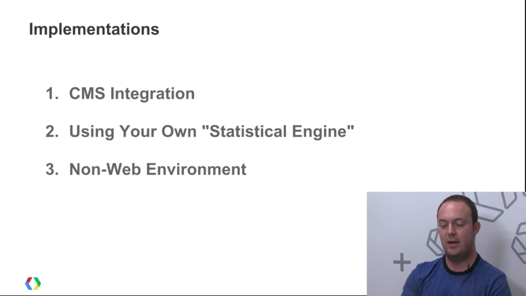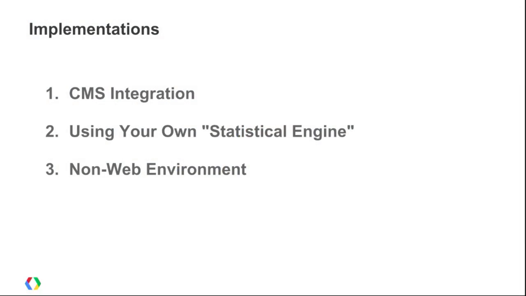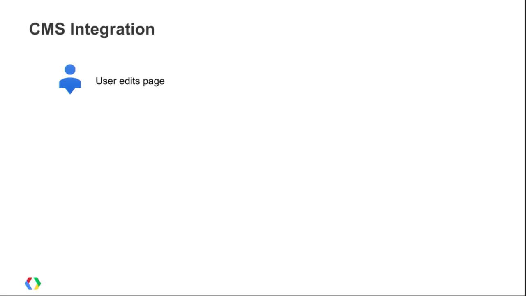There are three other implementations that people have asked me about that aren't necessarily covered in specific detail in the documentation. And there are a few little things that you need to do to make all these work. So let's go through them. One of them is CMS integration. If you have a content management system, it'd be great to integrate these experiments right into that system. So how would you automate this process? If you think about content management systems today, typically someone's sitting there writing some new content or making a change to a page.